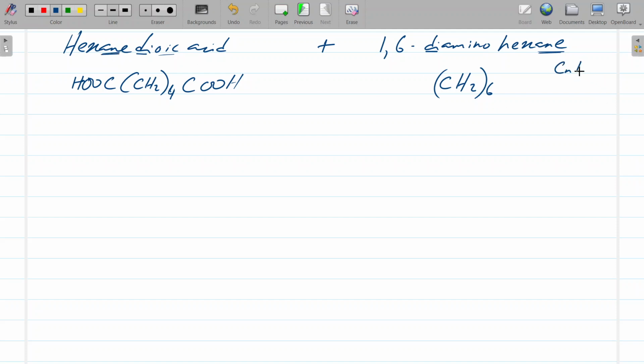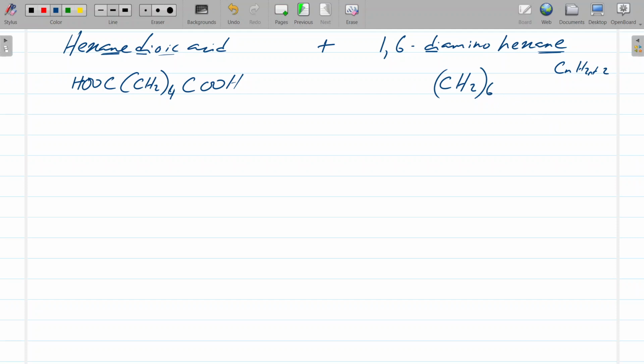So CnH2n+2. Over here, what I have is the CH2, the CnH2n part, so C1 and H2. So this is CnH2n. I'm missing the plus 2. So what am I going to have over here to compensate for the two hydrogens that I have less?